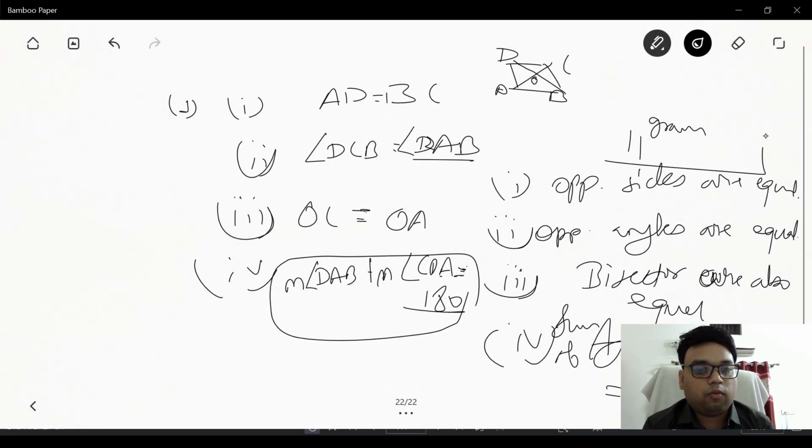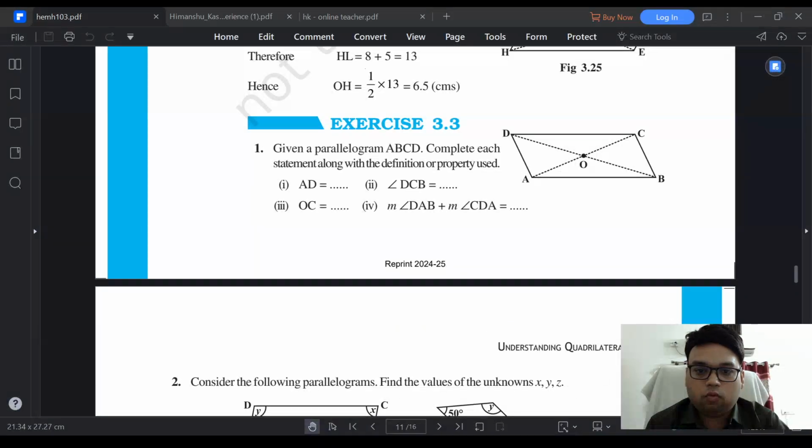These all are the properties of parallelogram. You have to remember these while solving the questions; they are basic properties of the parallelogram. Now moving forward to question number 2. What does question number 2 say here?